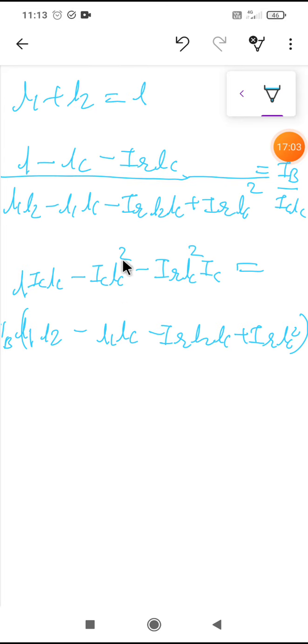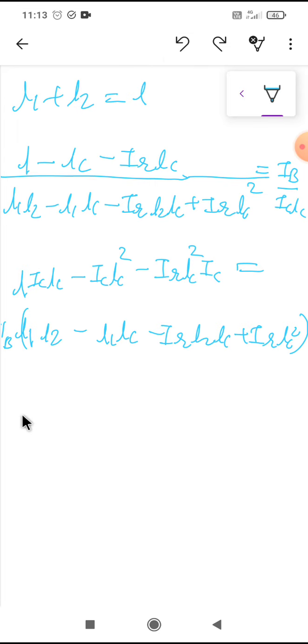Now here our goal is to find LC, and as you can see the LC terms are in square, that is LC square, then in ones, that is LC, and without LC. So we have to convert both these equations into ax square plus bx plus c equal to 0. Then we can find the value of LC. To do that, we will just take common terms, first of LC square.